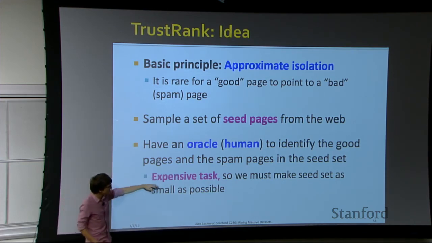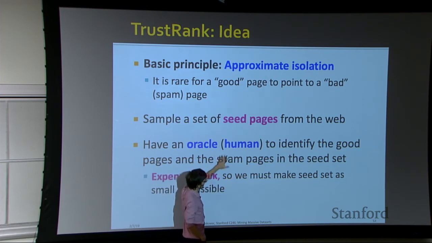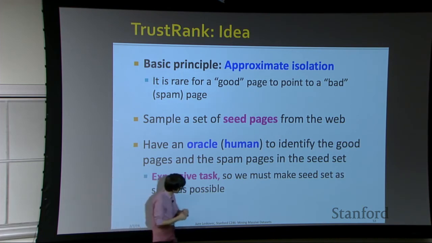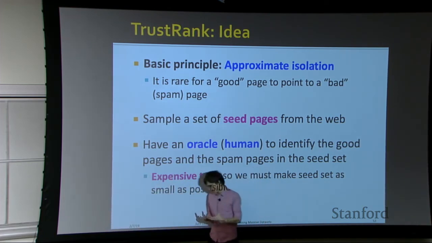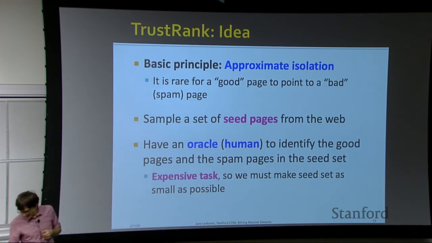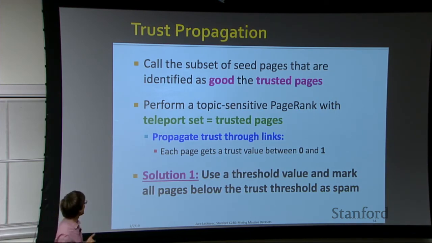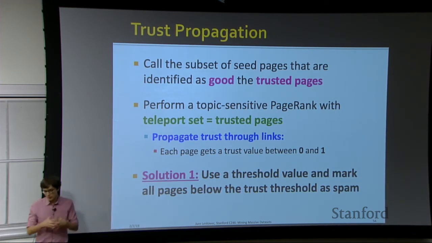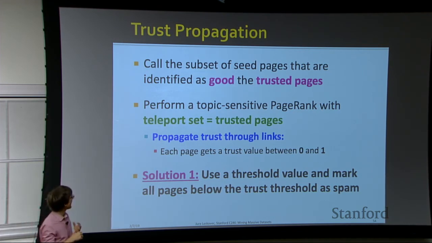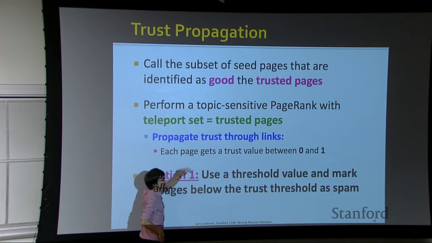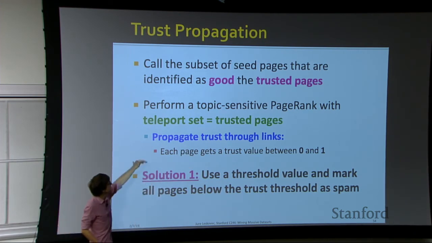And then the expensive task is, in some sense, how do we now propagate these labels from the seed set to the rest of the graph, right? We want to make the seed sets as small as possible because they require human work to create them. So one idea is to do what is called trust propagation. The way you would do the trust propagation is that you would call a subset of pages that are identified as good trusted. And then you would perform topic-sensitive PageRank with the teleport set equal to the trusted set of pages. And in this way, you are in some sense propagating trust through the links, right?